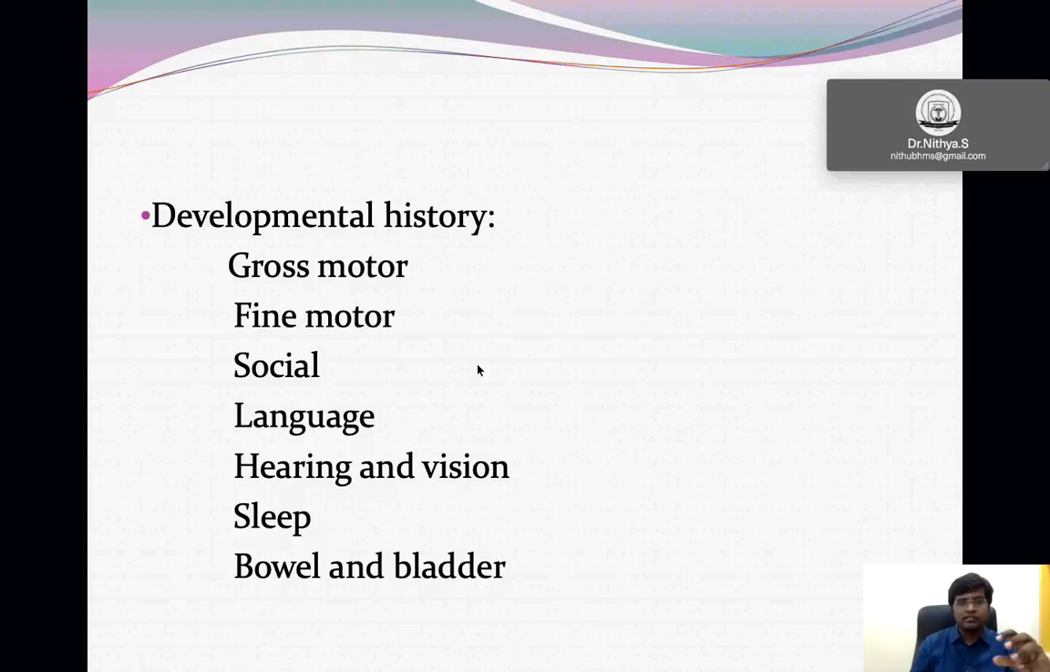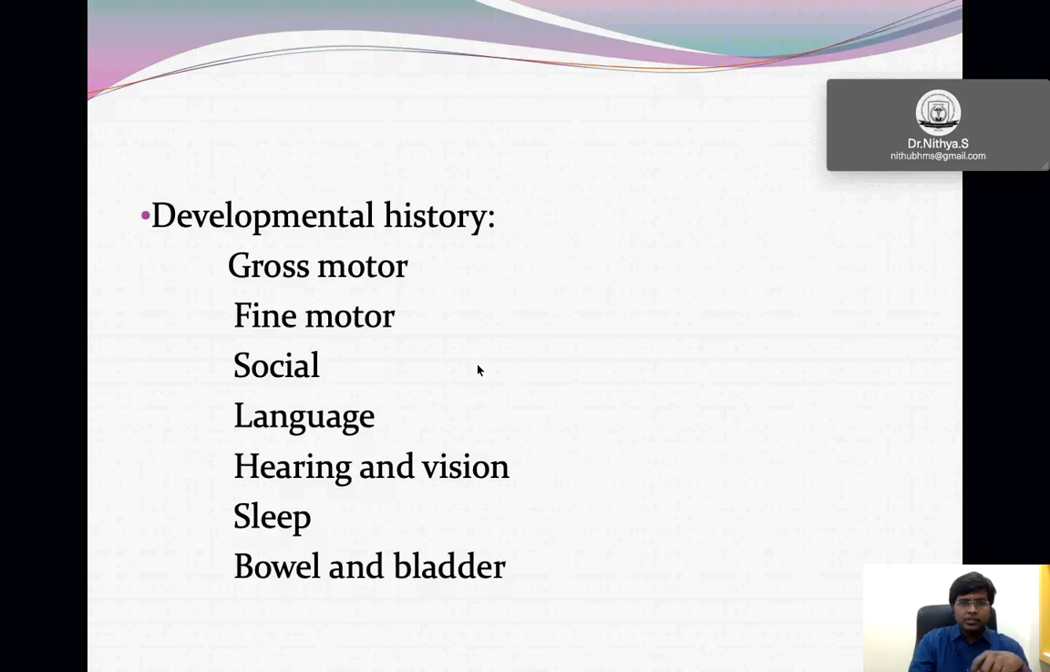And fine motor: the child should have a bidextrous grasp by about 6 months, a palmar grasp by around 9 months, and a pincer grasp by 10 to 11 months. Then the child should be able to arrange blocks, so that should also be possible for the child.